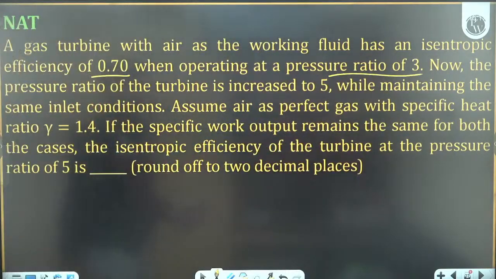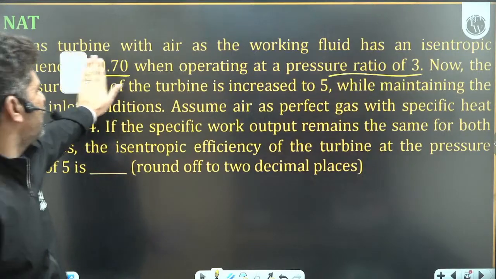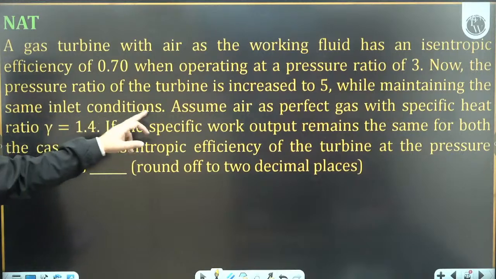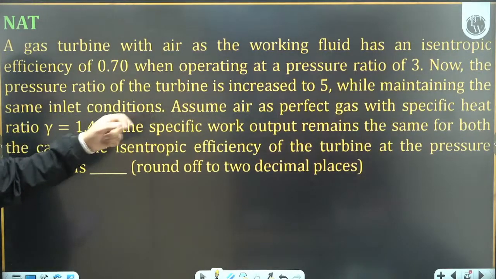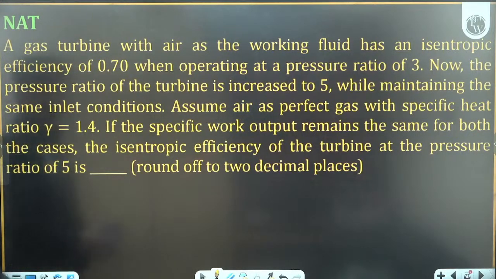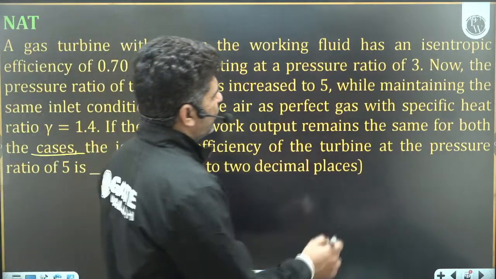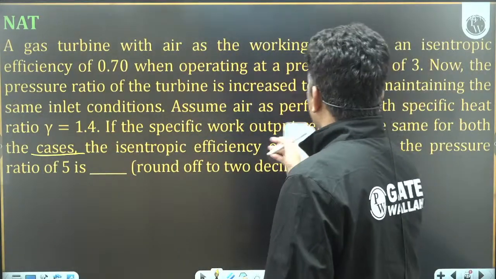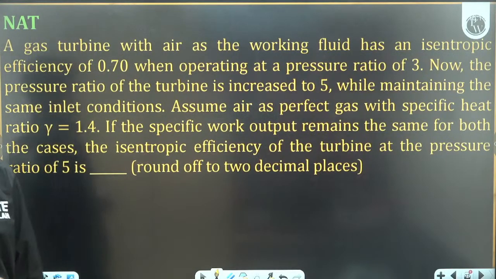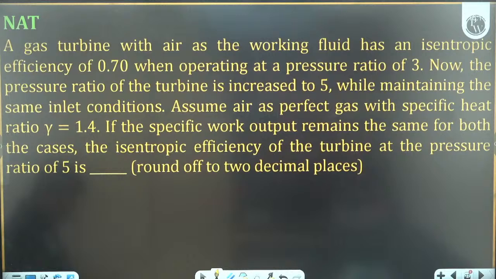Now the pressure ratio of the turbine is increased to 5. So now the pressure ratio has been increased while maintaining the same inlet condition. Inlet conditions are the same. Assume air as a perfect gas with specific heat ratio gamma 1.4. If the specific work output remains the same for both the cases, that means the work output of the turbine remains the same, then what is the isentropic efficiency of the turbine in the second case? This is an excellent question. Quickly calculate.